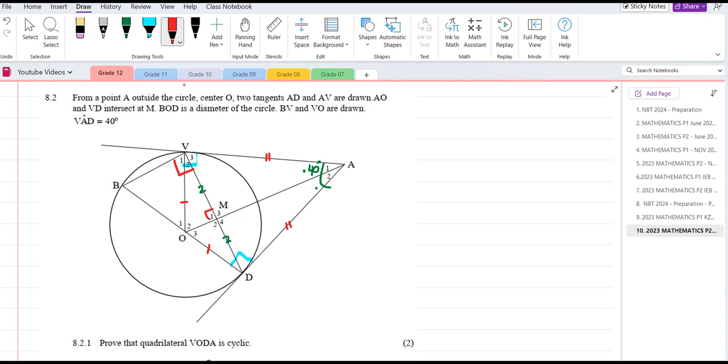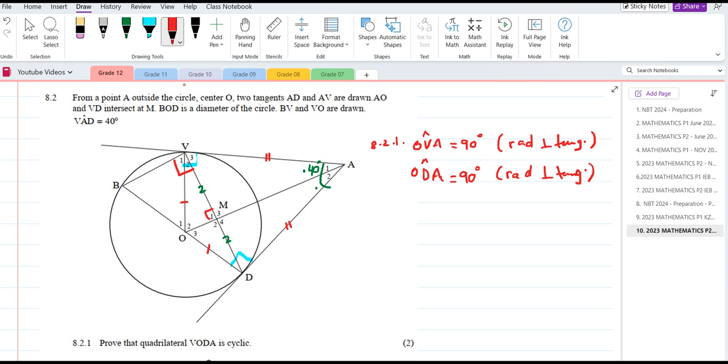So 8.2.1: OVA is equal to 90 degrees. Reason, a radius perpendicular to tangent. And then ODA, guys, you don't have to use 3-point notation. You can also break it up here, V2 plus V3. But over here, you don't have an option. Just write ODA is equal to 90 degrees because that's a radius perpendicular to tangent. Right, so we know that these are two tangents.